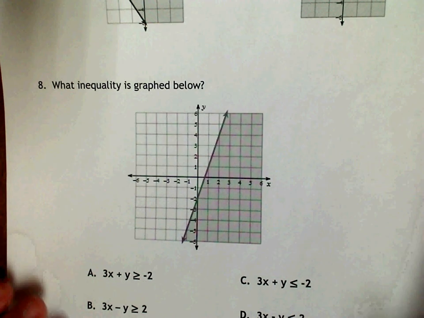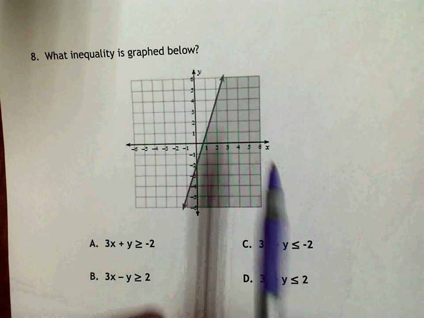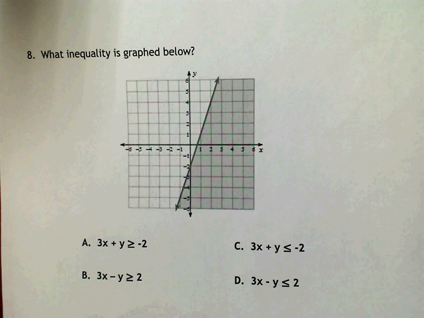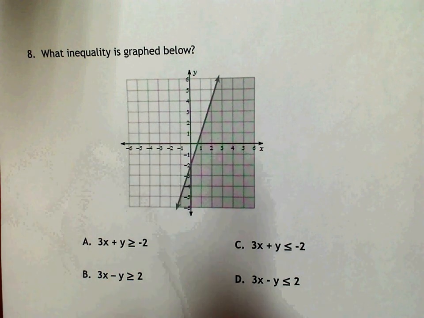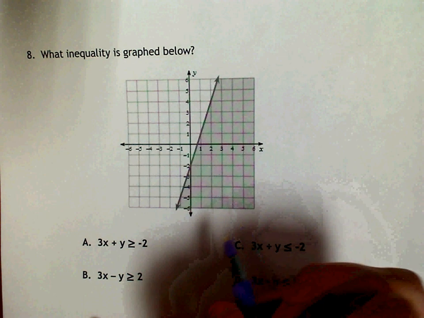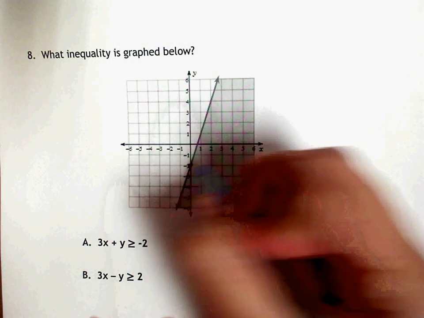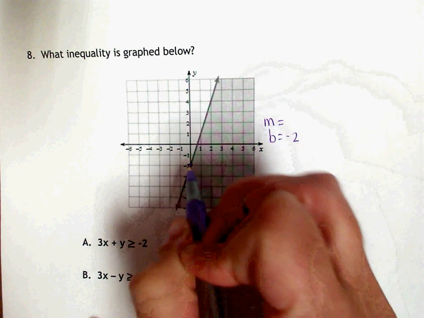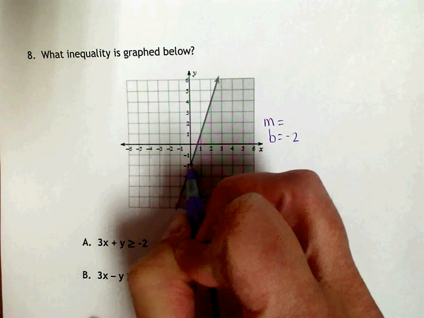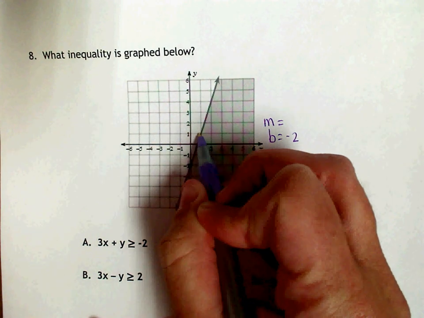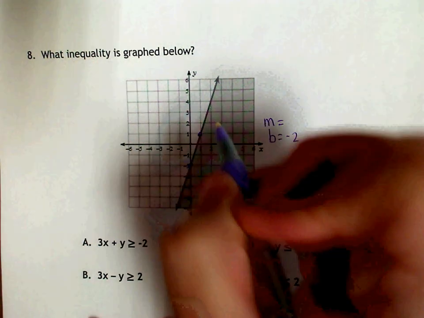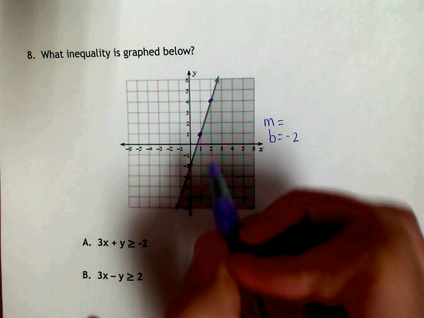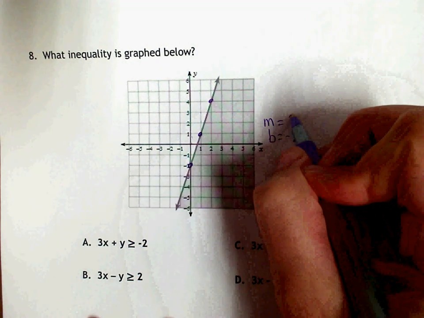All right, number 8, we've got to write the inequality that is graphed here. And so to do that, we need the slope and the y-intercept. So the y-intercept is negative 2, so that's your b. And now I've got to find the slope. So if I start at negative 2, I'm going to go up 1, 2, 3 over 1 till I get my next point. And I'm going to make sure that still works. That still works. So that means my slope is 3 over 1, which is 3.